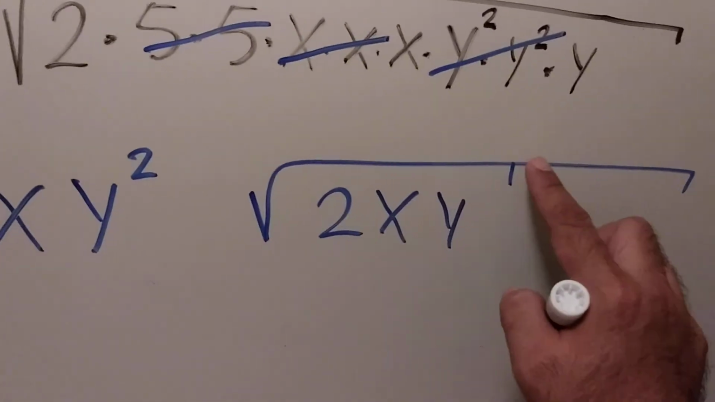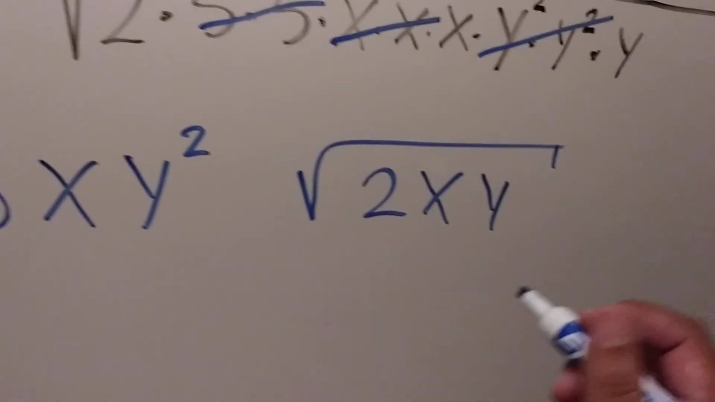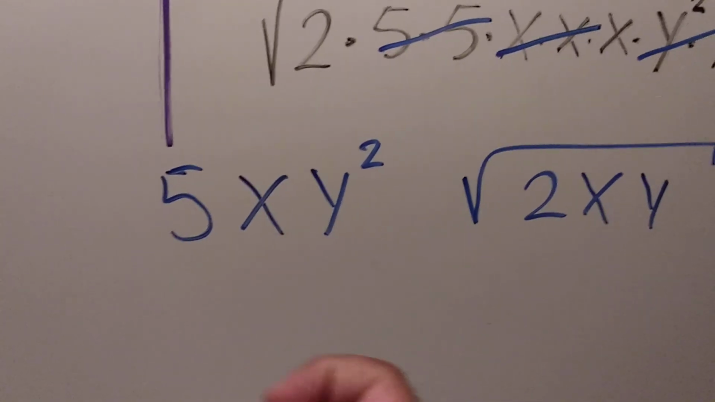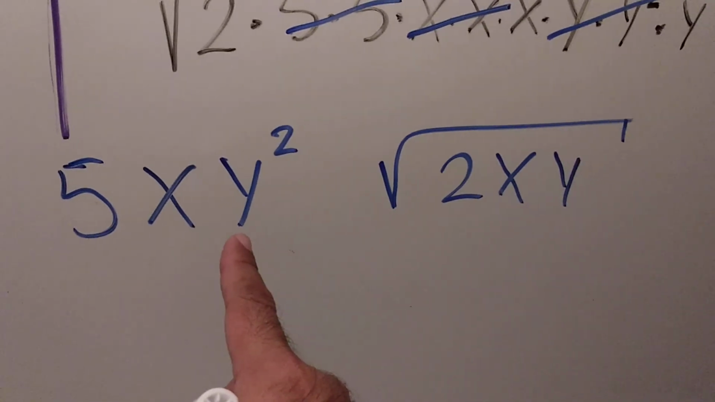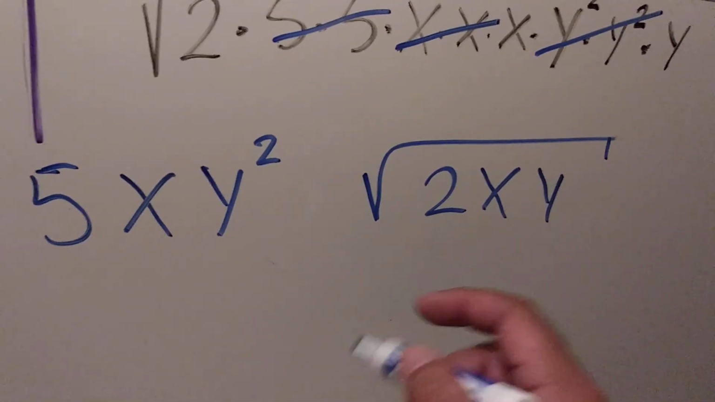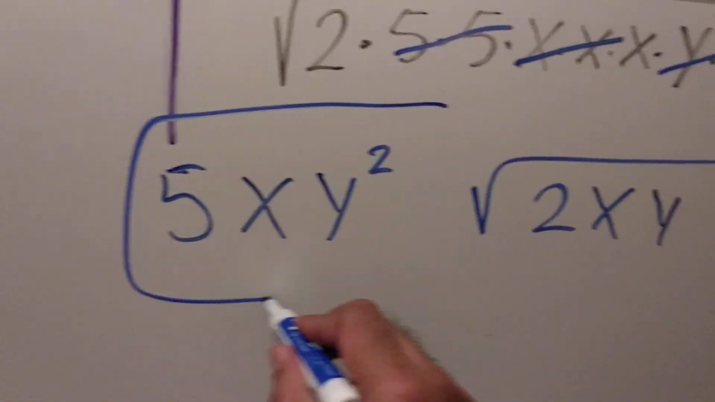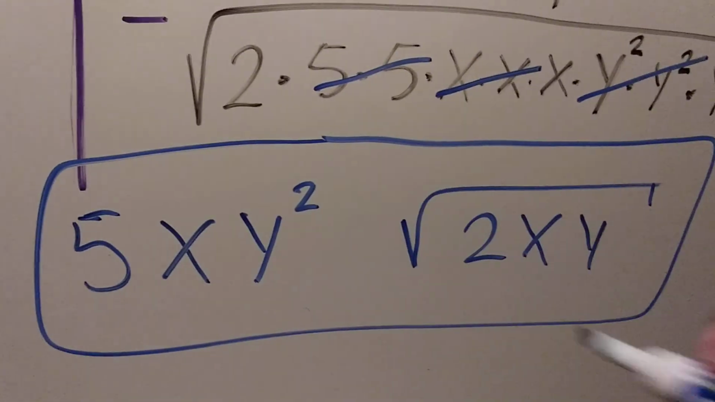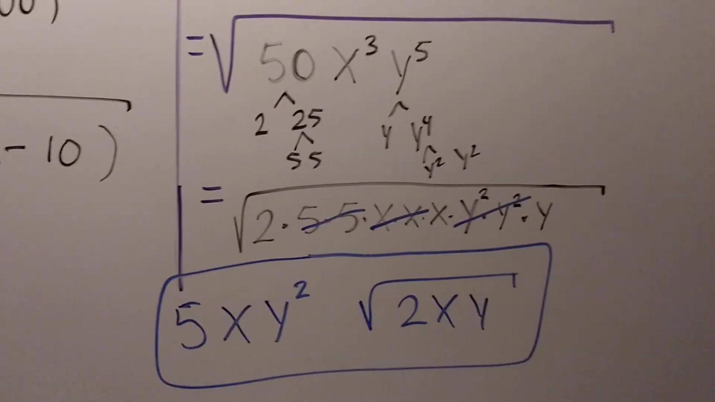Okay, I got a little carried away here and I made it too big. So our final answer is going to be 5x y to the second times the square root of 2xy. That is our complete answer here. Okay, I'll zoom it out so you guys can see.